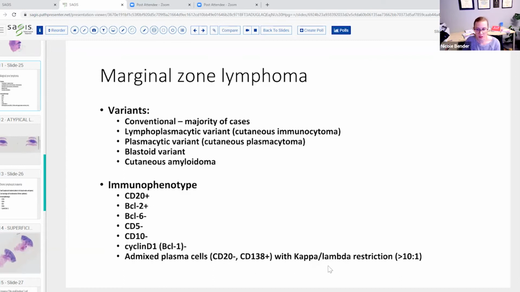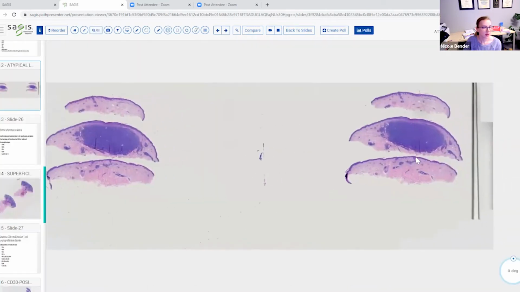So the immunophenotype of marginal zone lymphoma is important to know. The light chain restriction, however, is the most important immunohistochemical feature for the diagnosis of marginal zone lymphoma. Of note, BCL6 and to a lesser extent CD10 can be useful to differentiate marginal zone from follicle center lymphoma, as those would be positive in follicle center lymphoma. Okay, next case.